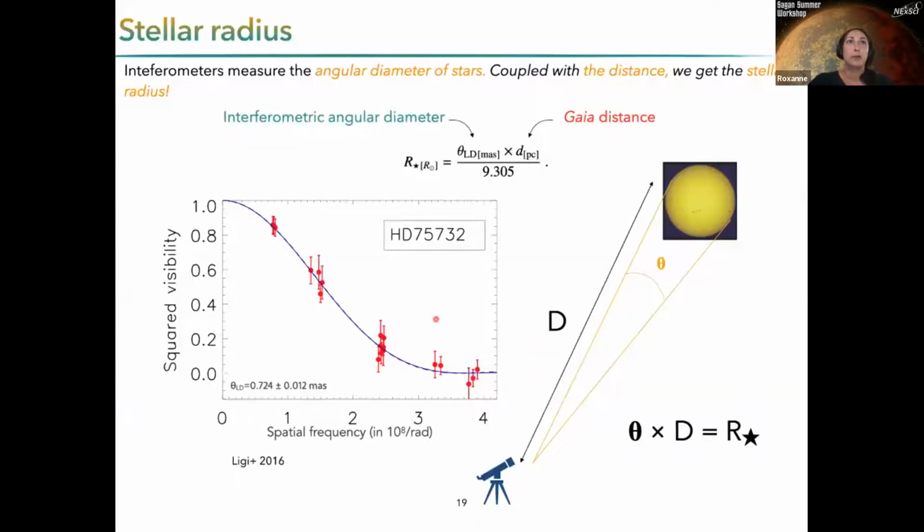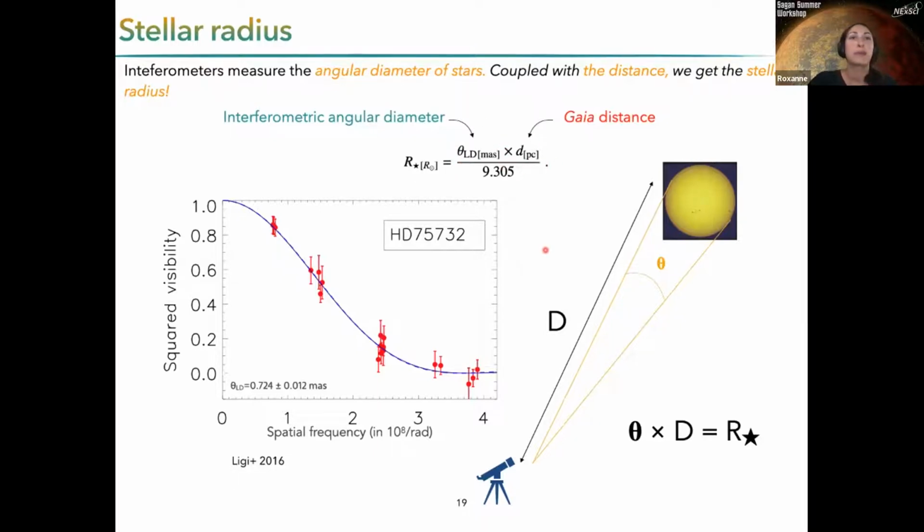So interferometers measure the angular diameter of stars, and with a very easy trigonometric exercise, you can see that with the distance you get the stellar radius. This is the equation that we usually use in interferometry, just to accommodate the units. But you have here an interferometric angular diameter directly measured with an interferometer and the Gaia distance.